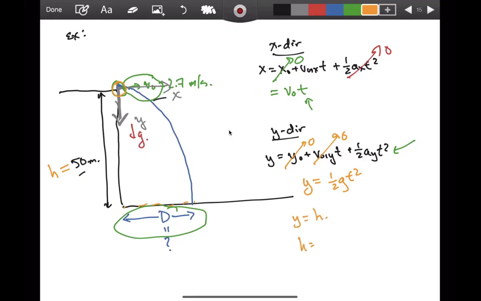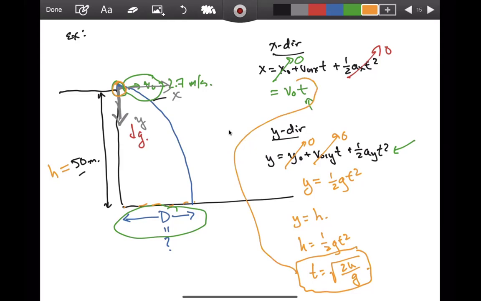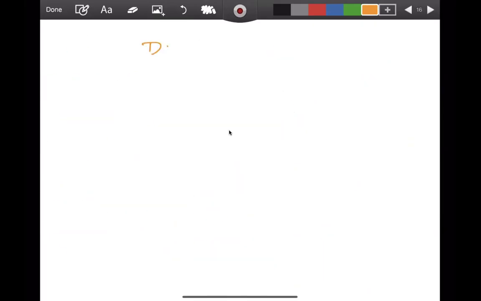So in this case, I'm going to get h is equal to 1/2 g t squared, which means t must be equal to the square root of 2 times h over g. Okay. So this is the time at which the water droplet has fallen the total amount of 50 meters. But this time is exactly the same time as it takes for this thing to move the total distance of d. So basically to find d, all we're going to do is evaluate this thing here at the time of the square root of 2h over g, which gives the square root of 2h v0 squared over g.